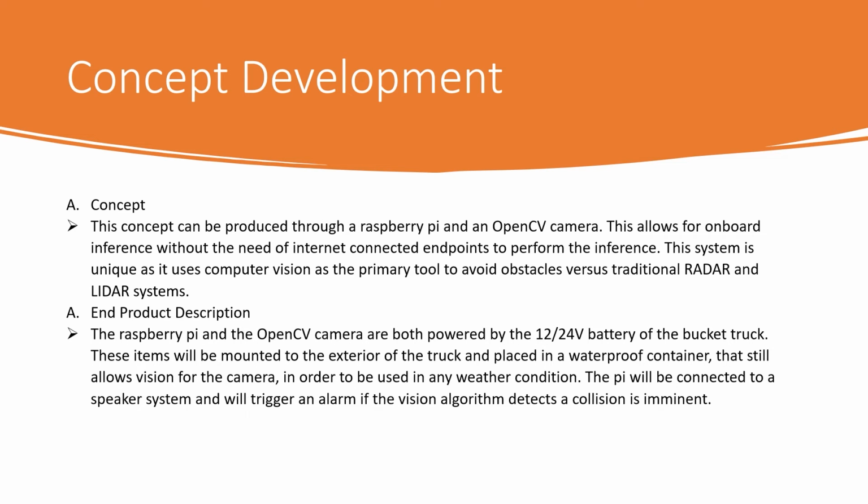And then how would you implement it in practice? So you'd have them both connected to the 12/24 volt battery of the truck. Then we'll have some waterproof container that this is all contained in, and if the algorithm senses a collision is imminent, it will sound an alarm through a speaker system to let the operator know.